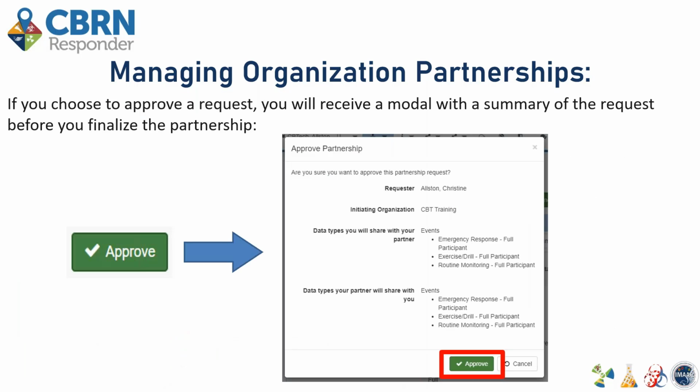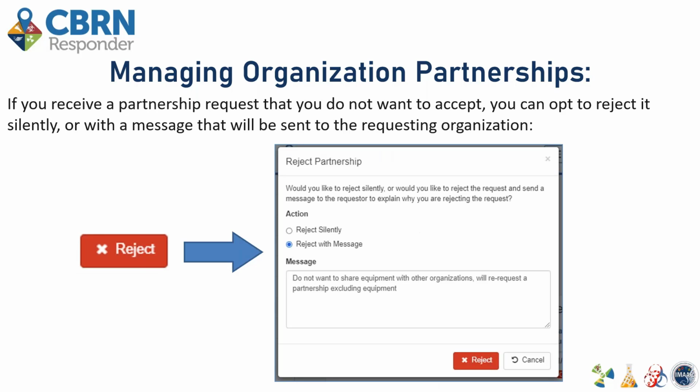If you decide to approve a request, you'll receive a modal with a summary of the request before you finalize the partnership. If you choose to reject your partnership request, you can opt to reject it silently, which means that the organization will not receive a notification that you rejected the request. Or you can add a message that will be sent to the requesting organization. For example, if you receive a request with various parameters that you don't agree with, you can reject with a message to explain that you do not want to share some information, so they'll re-request a partnership excluding those various pieces of information.